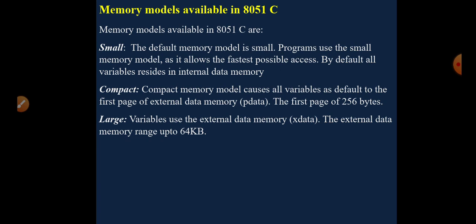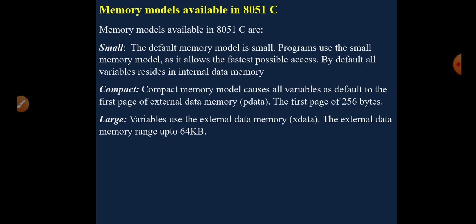Then we have the second memory model, compact. In the compact memory model, all the variables by default reside in the first page of the external data memory, which means each page consists of 256 bytes. Then we have the third memory model, which is large. The variables in the large memory model use the external data memory, and the external data memory can range up to 64 kilobytes.